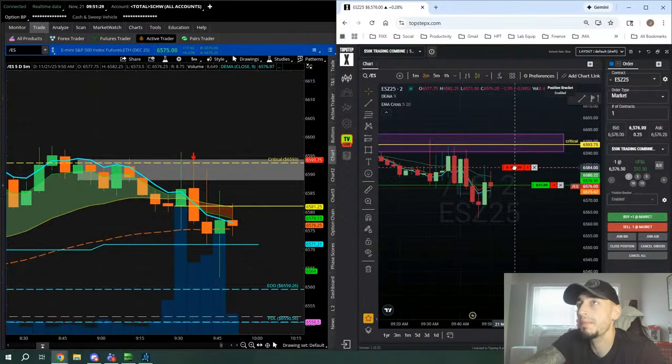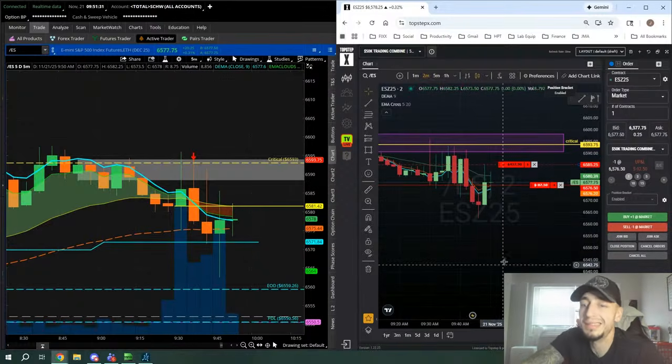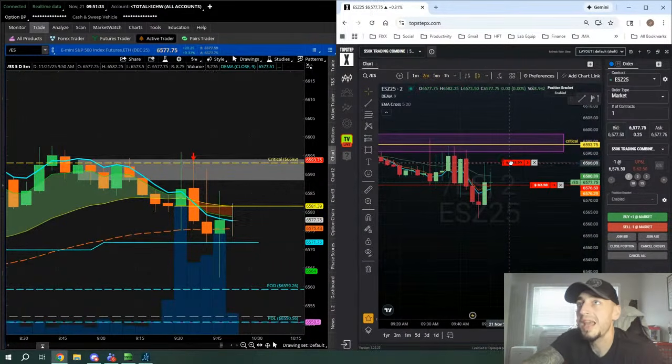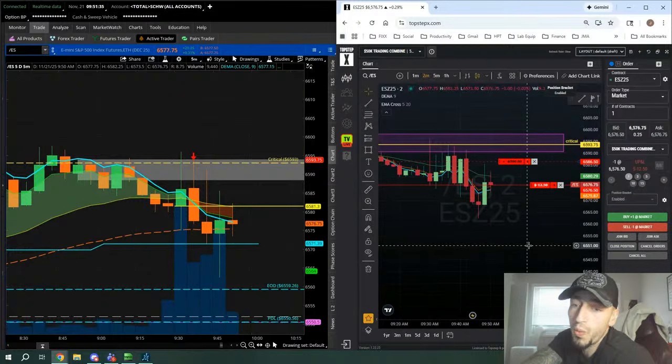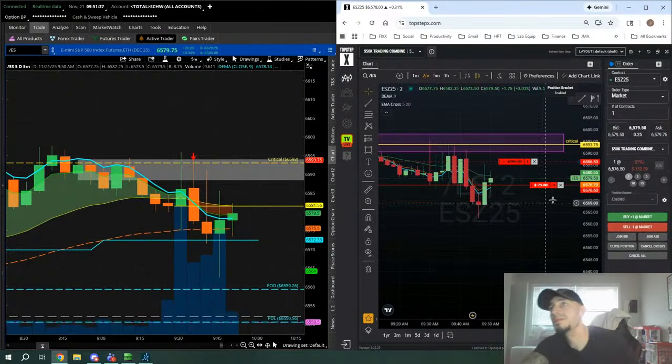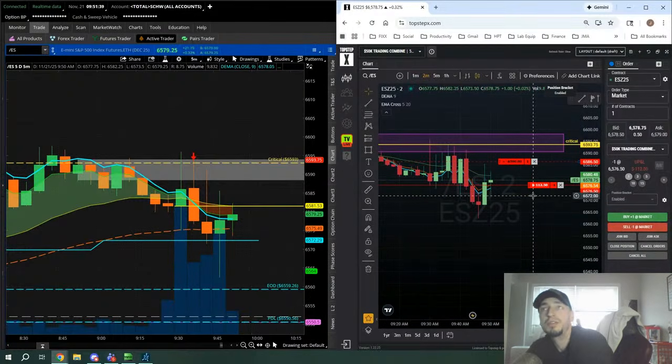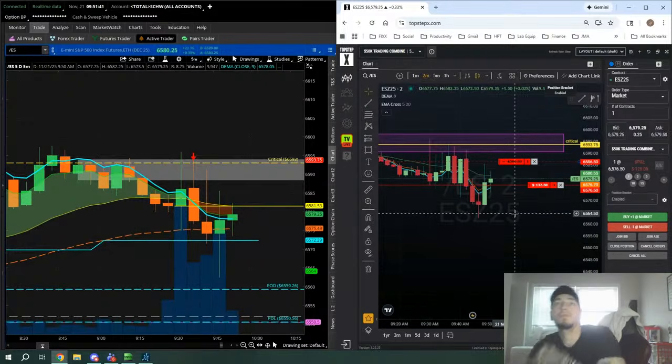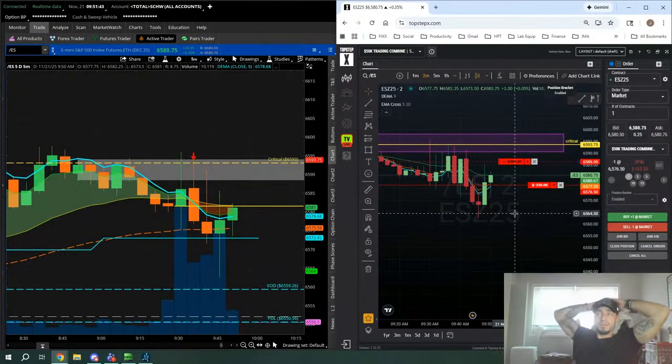Bump that stop. Yeah, stop above the previous 2-minute wick. Risking about 500 here. It's a sketchy one.